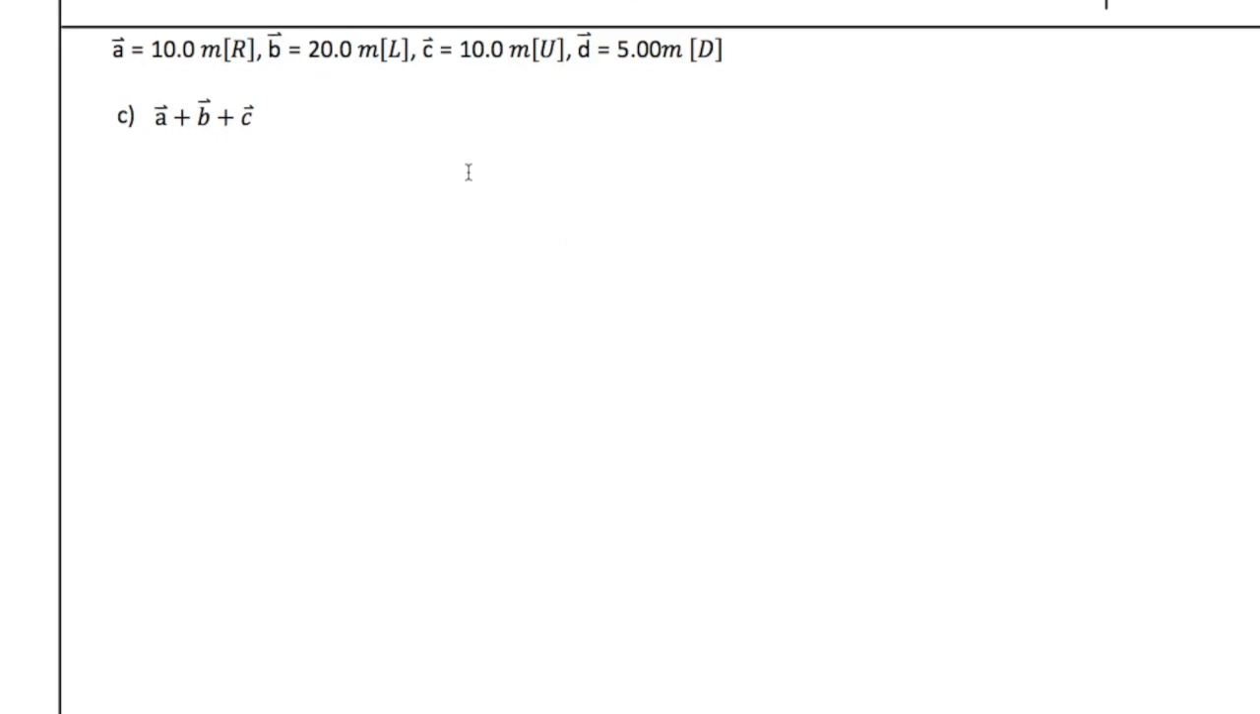Taking on part C. Part C is when things get a little bit more complex. As mentioned earlier, vector A and B are collinear to each other.